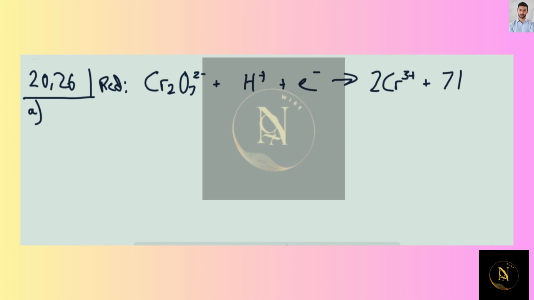So now we can balance the equation. We know that we have 7 oxygen over here, so we need to have 7 waters over here. And since we have 14 hydrogen over here, we need to have 14 hydrogens over here. And we have 2 chromiums going from +6 to +3, so a total of 6 electrons are transferred.